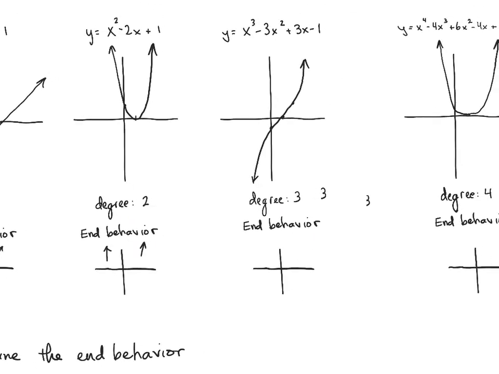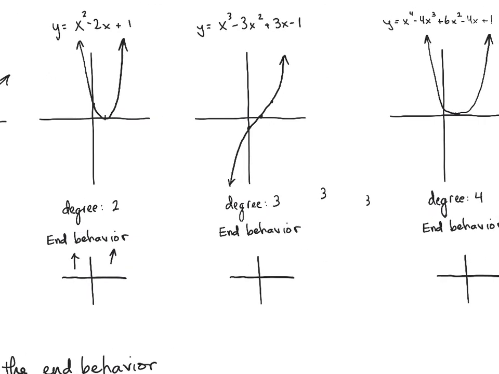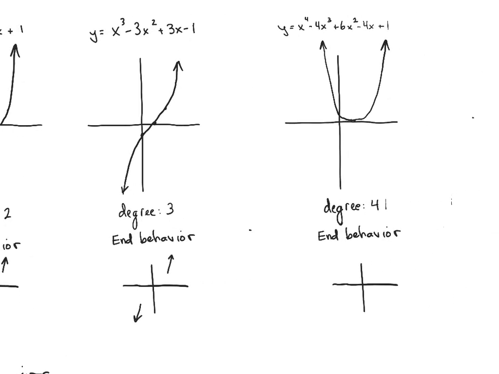But if we come over here to the third degree, again, the right side is going up to positive infinity, and the left side is pointing down to negative infinity. With this fourth degree polynomial, the right side end behavior is going up to positive infinity, as well as the left side end behavior is going up to positive infinity.